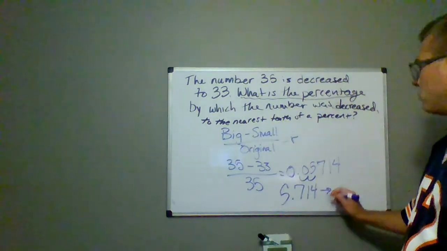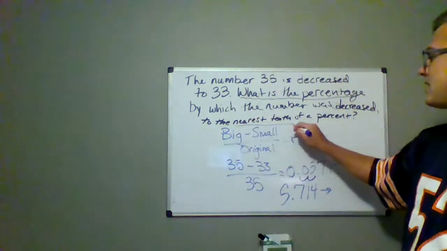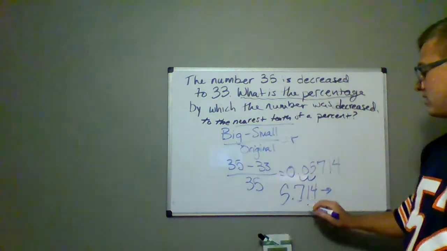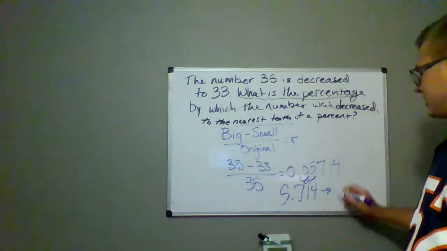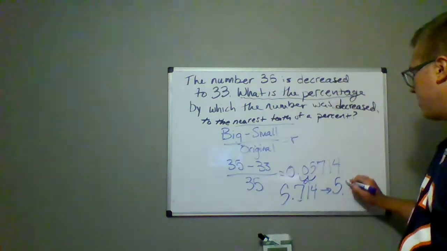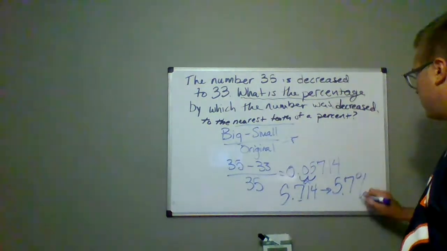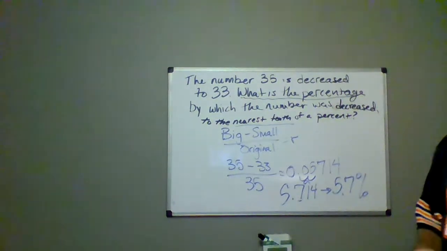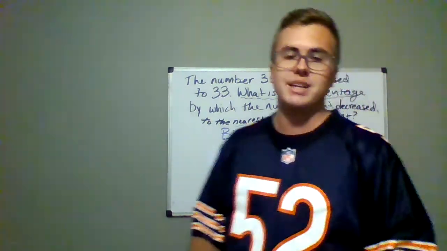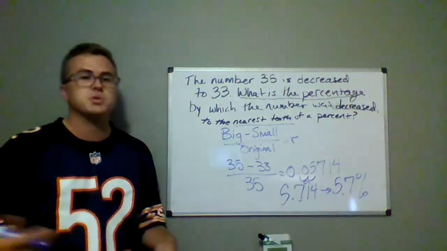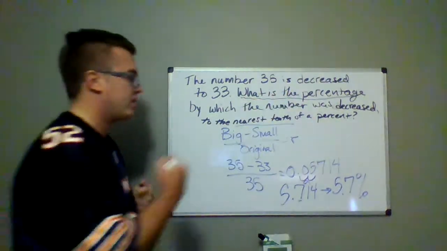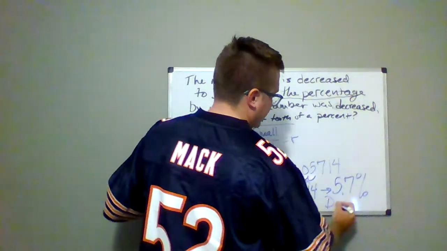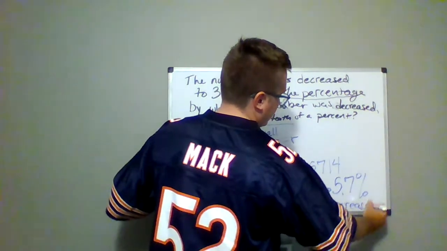So we're left with 5.714, but then we have to round it to the nearest tenth. The 7 is in the tenths digit. The 1 tells the 7 to stay the same, so this becomes 5.7%. Then it's always good to go back and check whether this is a percent increase or a percent decrease. Since it already says it's a decrease here, we can write decrease down here.